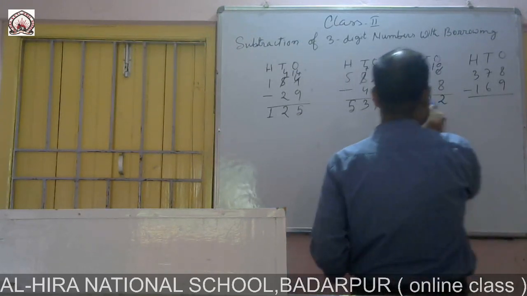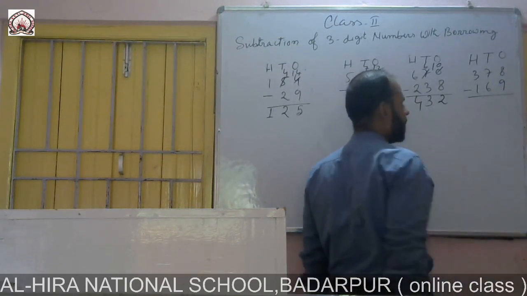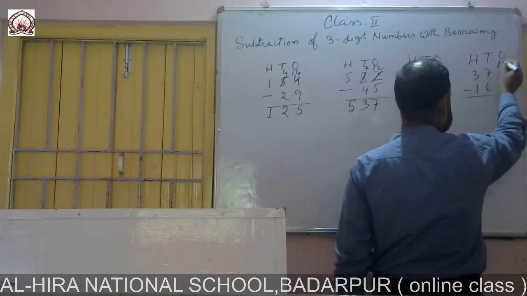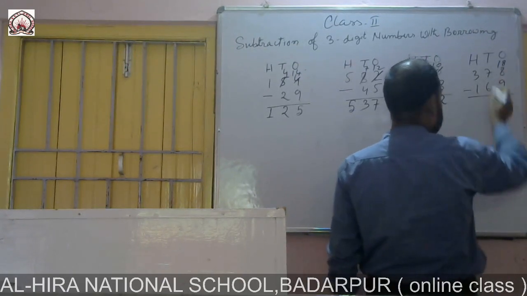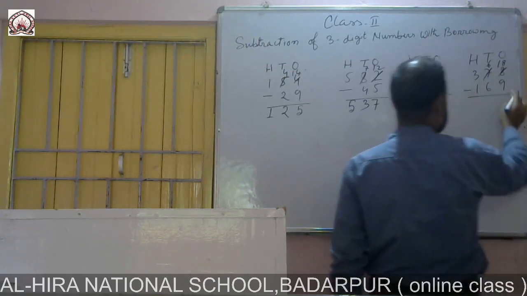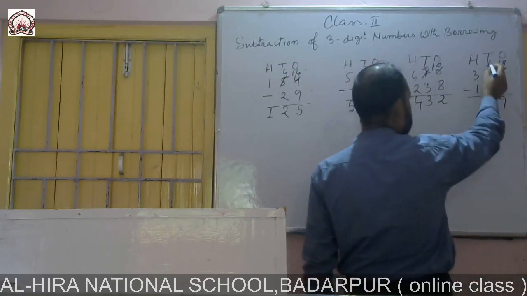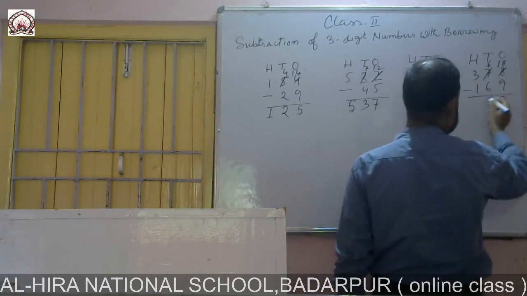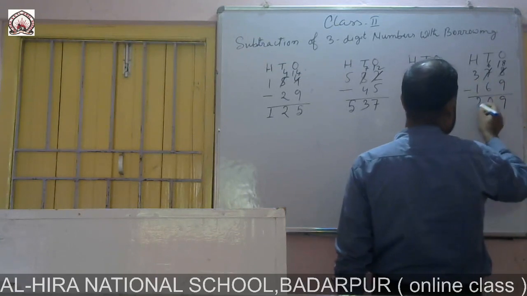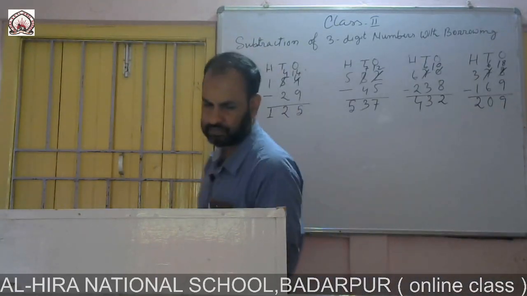Next, here 8. 8 is small, 9 is big. That's why we borrow 1 from this 7, then there is 18, and there remains 6. Here 18 minus 9 is equal to 9. Here 6 minus 6 is equal to 0. There 3 minus 1 is equal to 2. The answer is 209.